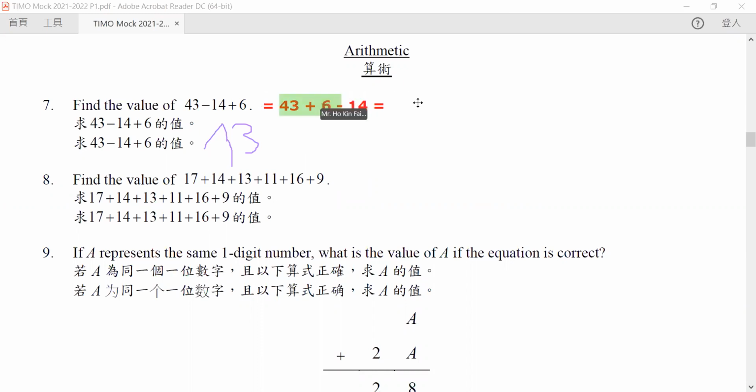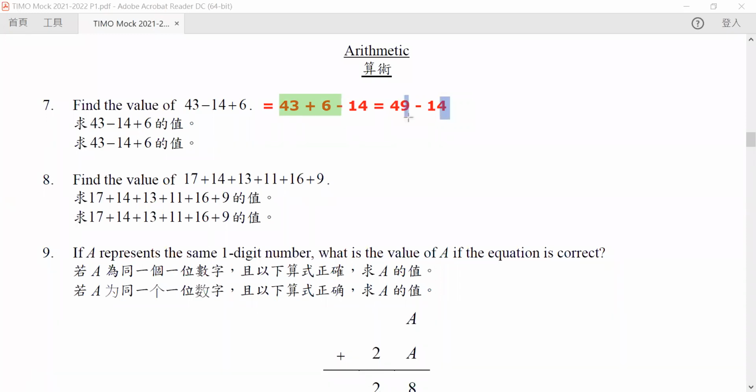So 43 plus 6. What is the answer? The answer will be equal to 49. So hence it will be 49 minus 14. Now this is much simpler because now we can subtract it by digits.